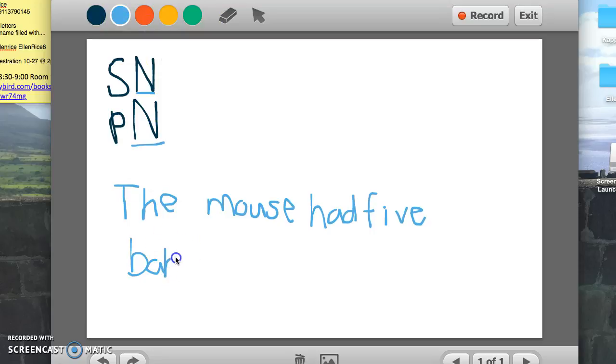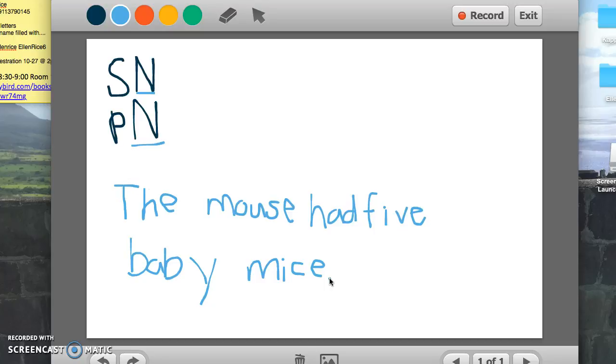So the mouse had 5 baby mice. And this goes along with our essential question this week, because we're talking about how animals are, or how offspring are like their parents. So this sentence goes along with our essential question for the week.